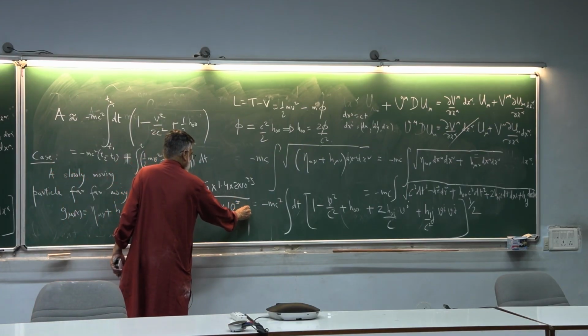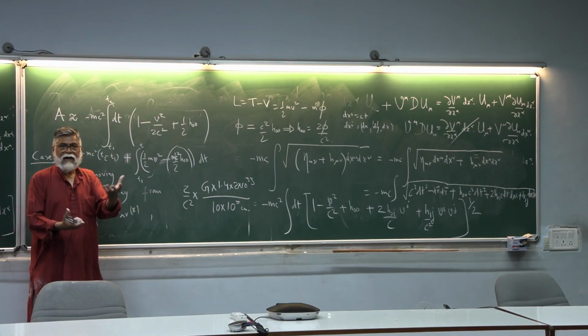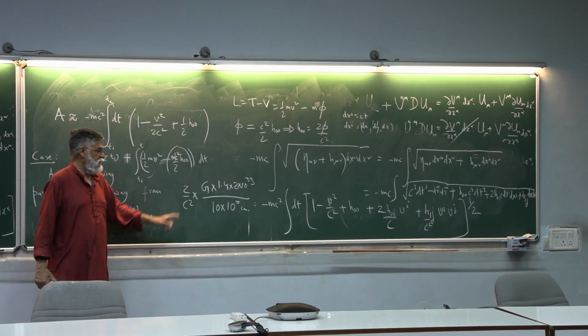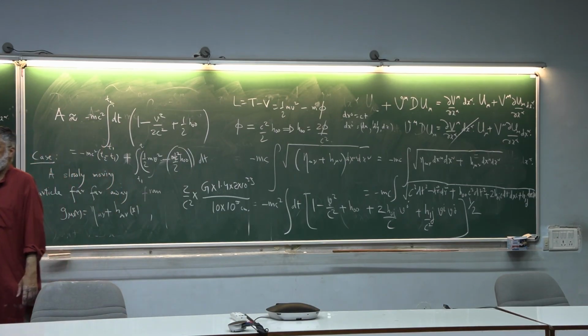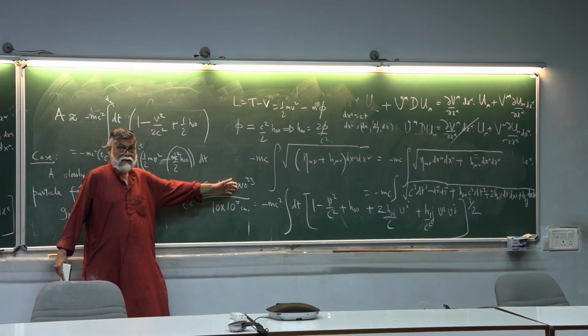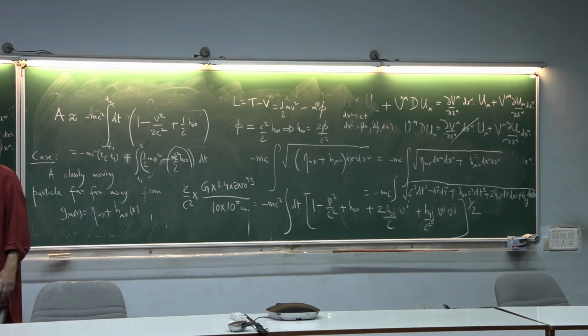People dealing with actual physical numbers, you have to know numbers. Ultimately, when you make a correspondence with measurement and observation, you have to know numbers. c square: what is c in CGS units? 3 into 10 to the power 10, so c square will be 9 into 10 to the power 20. Here is 9 into 10 to the power 20, here is 10 to the power 33. You say, why is it small? The gravitational constant is 6.7 into 10 to the power minus 8 in CGS. You'll find this is smaller than 1, but not so small.